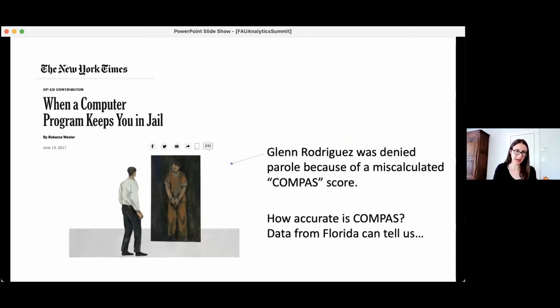So here, we'll go back to Glenn Rodriguez that we talked about before. I was just wondering, how accurate is that fancy proprietary model that's used in the justice system to make his decisions? Well, luckily there was a data set that was released from Florida a few years ago that had information about each individual who was scored, and it had the COMPAS scores associated with it. So we could actually test how accurate it was in comparison to interpretable machine learning.